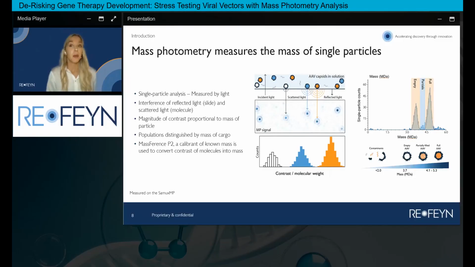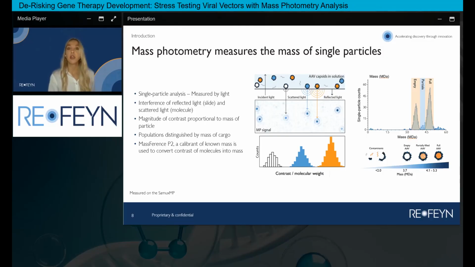Again, mass photometry measures the mass of single particles by light. So when the analyte in solution is immobilized on the glass slide, and the laser shines light through, these particles scatter the light. But there is also light reflected from the glass surface, and that interference of the light produces something known as contrast.